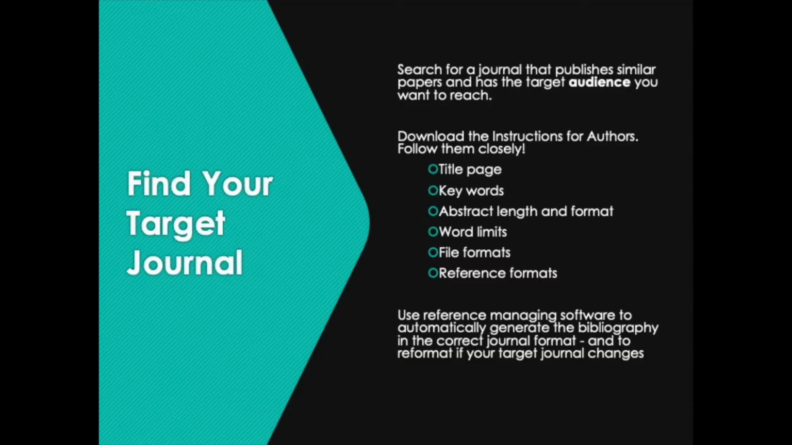Now let's talk some more about your target journal. How do you find your target journal? So first we talked about the audience, and that's a big part of it. So figure out what audience you want to reach, and then figure out which journals that audience reads. One thing you can do is look for papers that are on a similar topic and see where they were published. So that list of journals is going to be a good possibility for your target journal.